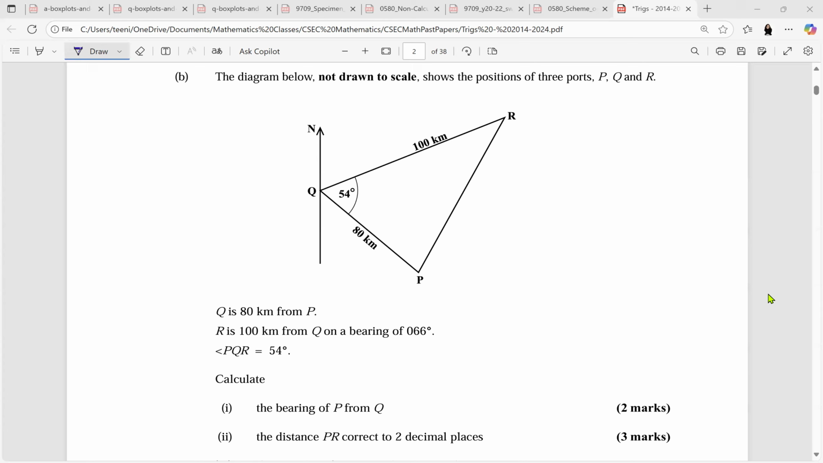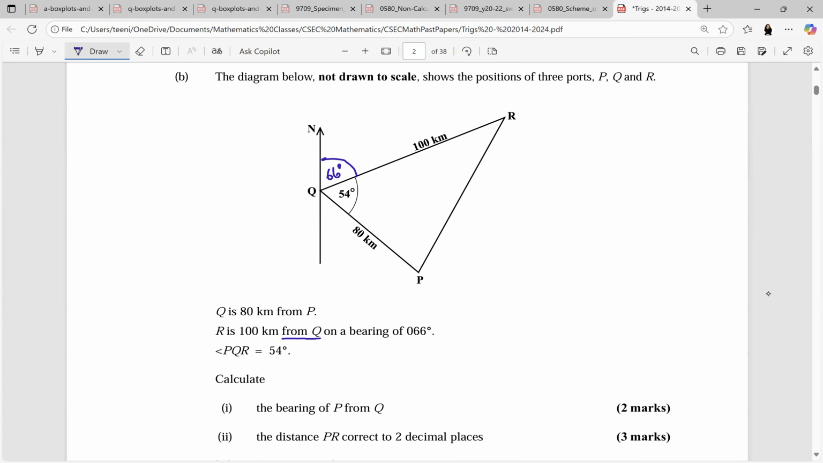Well, first of all, let us put in the bearing of R from Q. Guys, if it's R from Q, where's the starting point? Q is the starting point, correct. So R from Q would be this angle. They already have the north line at Q, and we already have the line connecting Q and R. So R from Q would be this angle here between the north line at Q and the line QR. So this angle is 66 degrees.